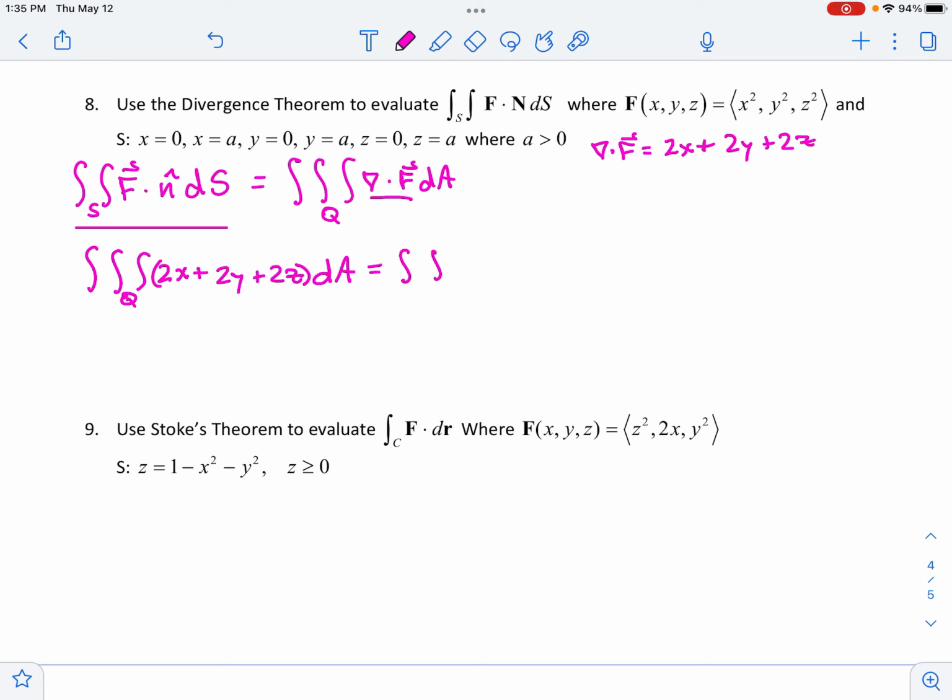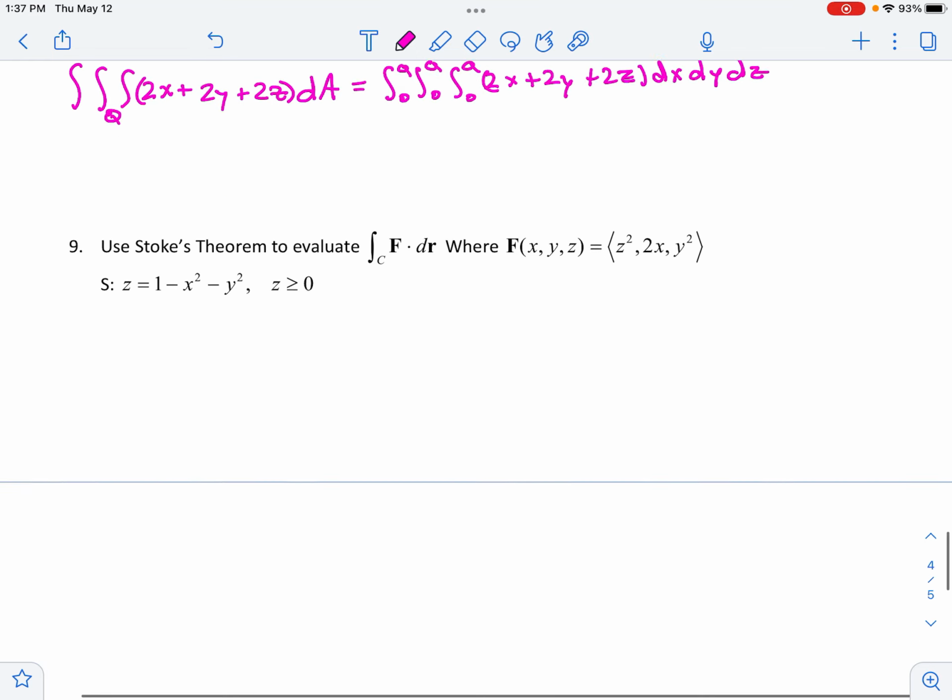We've got the triple integral. We've got 2x plus 2y plus 2z. And I guess I will integrate with respect to x first, 0 to a. Then with respect to y, 0 to a. Respect to z, 0 to a. And that will give us what we're looking for. That will give us the answer to this problem. Okay, so now all you have to do is work through that triple integral.